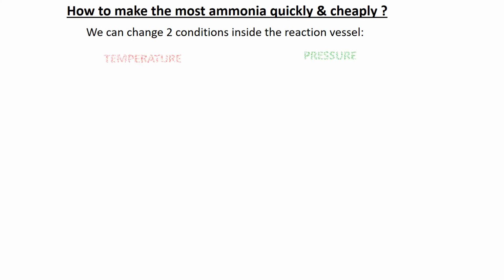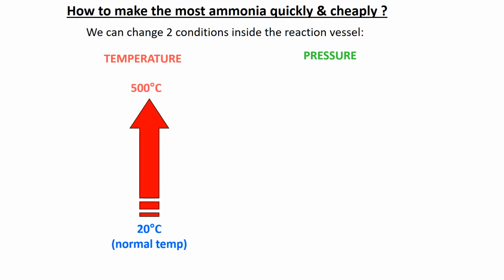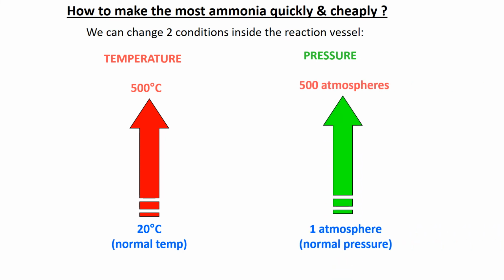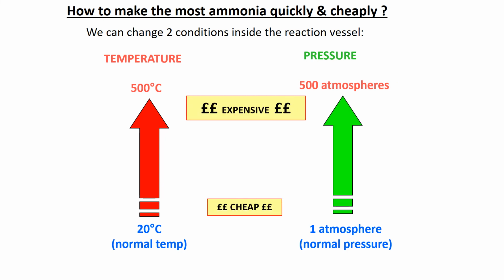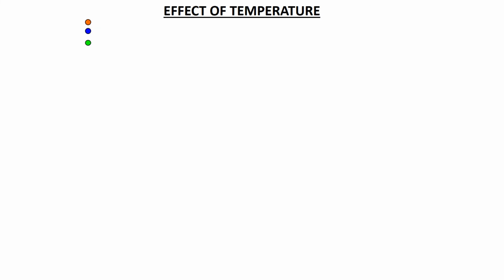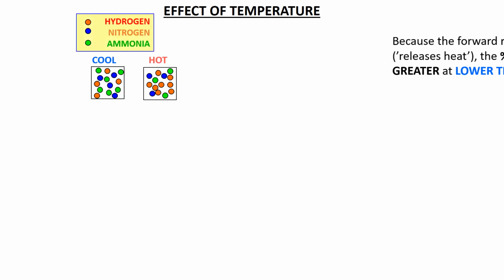We've talked about how we can change 2 conditions inside the reaction vessel for the Haber process, temperature and pressure. We could use room temperature, somewhere around 20 degrees Celsius, up to 500 degrees C, and for the pressure we could use 1 atmosphere, atmospheric pressure, up to about 500 atmospheres. The problem is, the higher the temperature or the higher the pressure, the more expensive that is. We need to think about what effect that has.